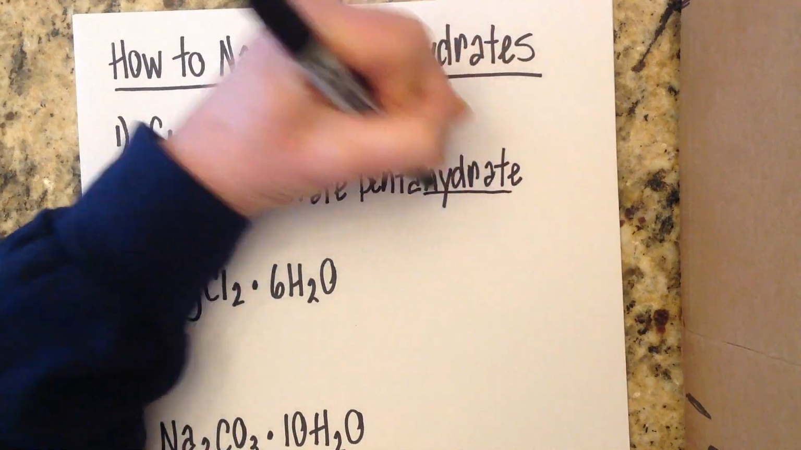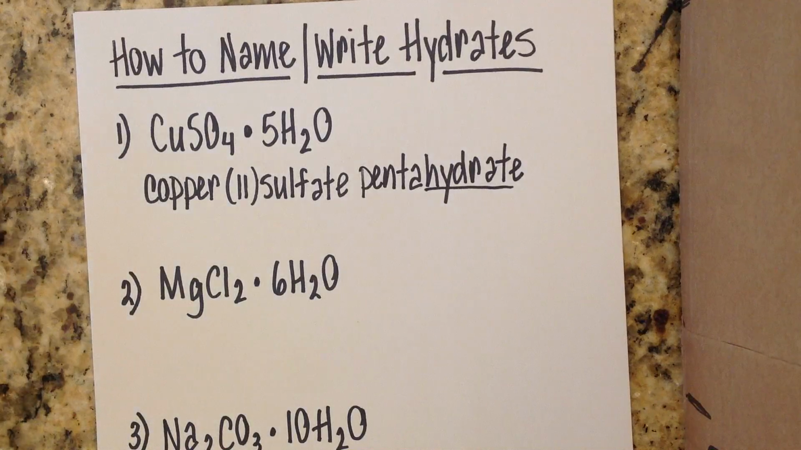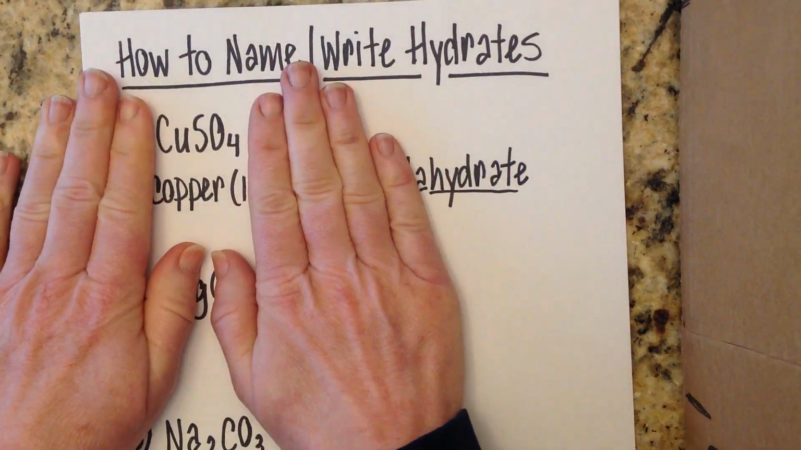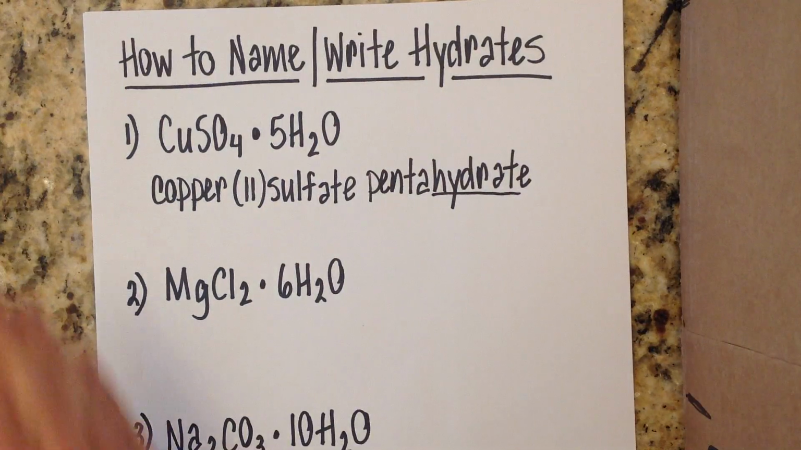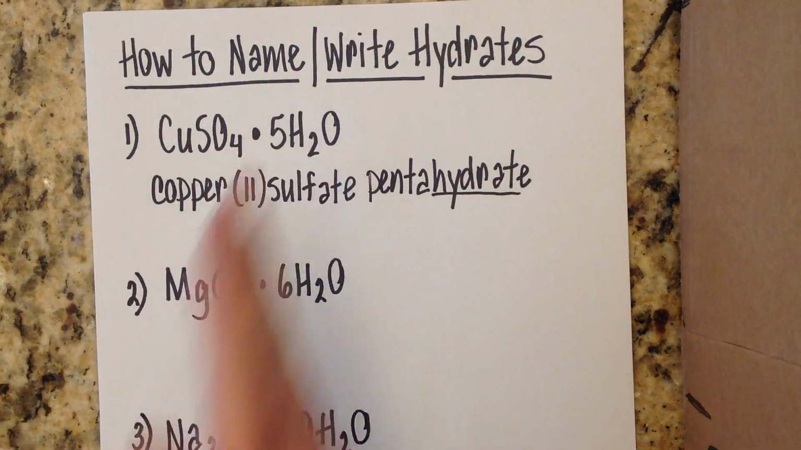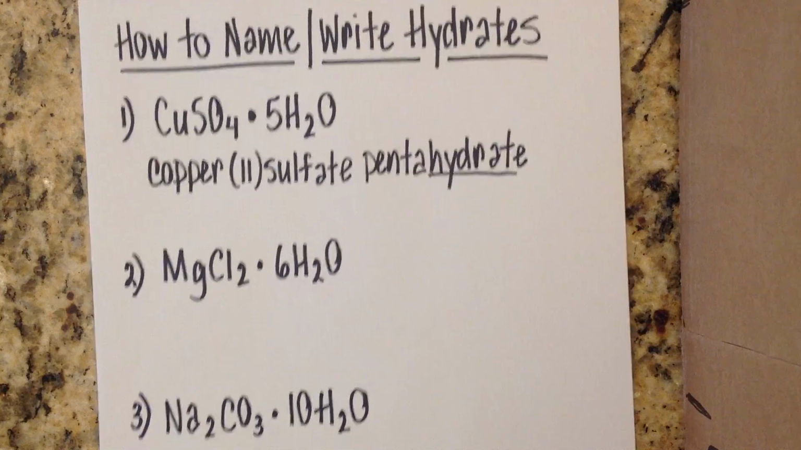So really, this is the only new thing you're adding today to something that you already know. You name the ionic side, you say the prefix, add the word hydrate. So it's ionic compound, prefix, hydrate. That's all you do. Really long name, really, really simple. Let's look at the next one.